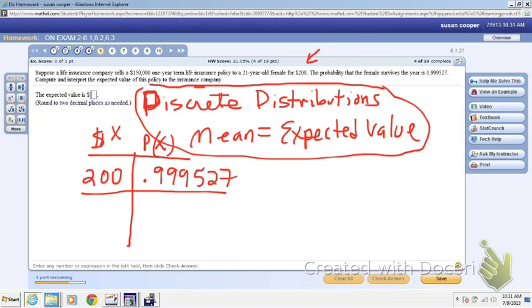But if she does not survive the year, and that probability, by the way, would be 1 minus 0.999527, we as a company would be out a lot of money. And out how much? Well, you say, well, we'd be out 150 grand. Well, not quite, because we took in $200 from her. But we'd be out how much? I'll let you figure that out. Whatever 150,000 minus 200 is.